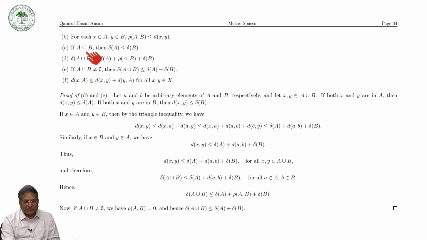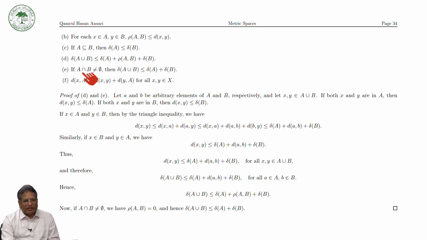Then if A is a subset of B, you can prove that the diameter of A is less than or equal to the diameter of B. Very simple. And the diameter of A union B is less than or equal to the diameter of A plus the diameter of B plus the distance between A and B.